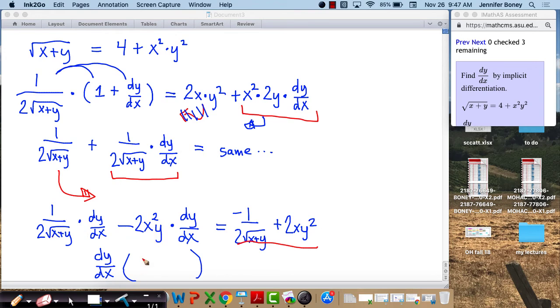These 2 pieces that aren't the dy/dx, we'd have this 1 over 2 square root of x plus y minus 2x squared y. So this is still all equal to that. In order to solve, I'm just going to divide by all this stuff in red. So the net result looks really messy, but it's just a little bit of algebra.